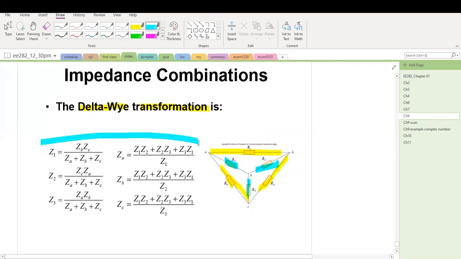And if we look at the formula, this is exactly the same format as the resistor case. The only difference here is the impedance. All the impedances are in the complex domain. They are complex numbers.